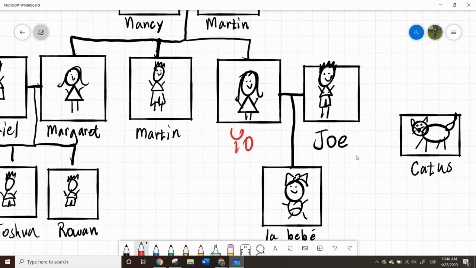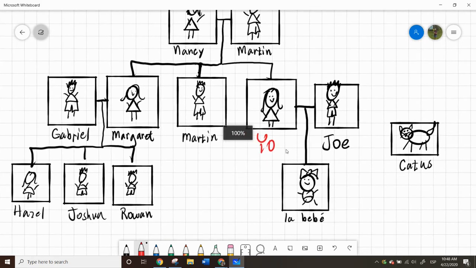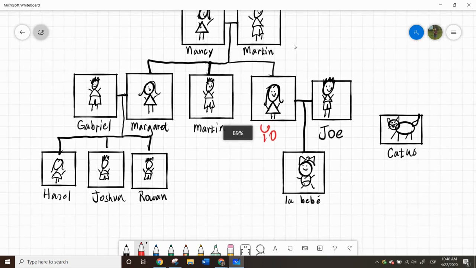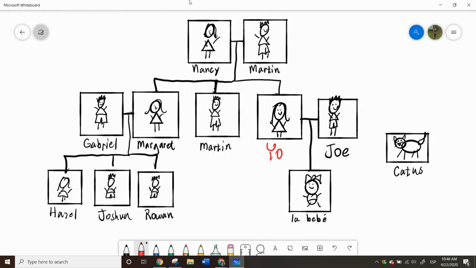So if you zoom out and you want to see my parents, you need to go up from there. So obviously I could have kept going. I could have included my grandparents and whatnot. I could have included Joe's parents, but I didn't. So I have my parents on this tree. Their names are Nancy and Martin. So take a second and just make sure that you can kind of read and make sense of it.